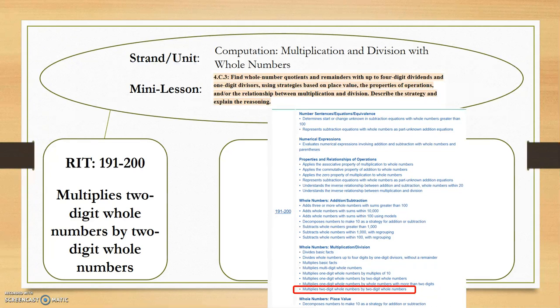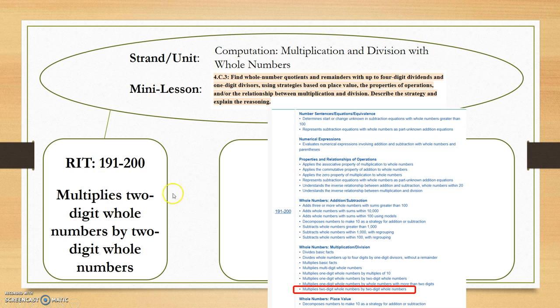Also know that the skills in the continuum, just like on our curriculum map, do not have to be taught in this order. And just like the standards on the curriculum map, you can go through and find certain skills that pair well together to feel like you're teaching a little bit more at a time. So for the 191 to 200 RIT range, you can see that this teacher selected multiplies 2-digit whole numbers by 2-digit whole numbers. Now notice there, mini lesson whole group, they were talking about division.